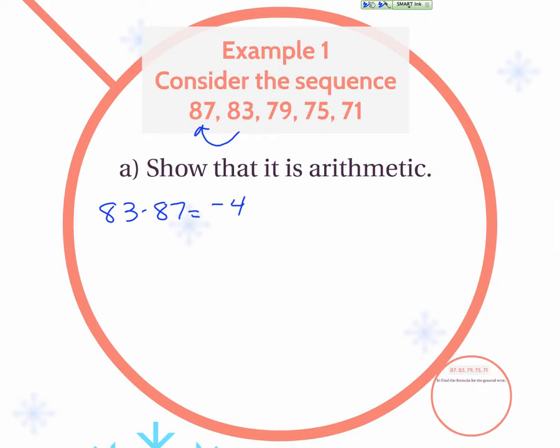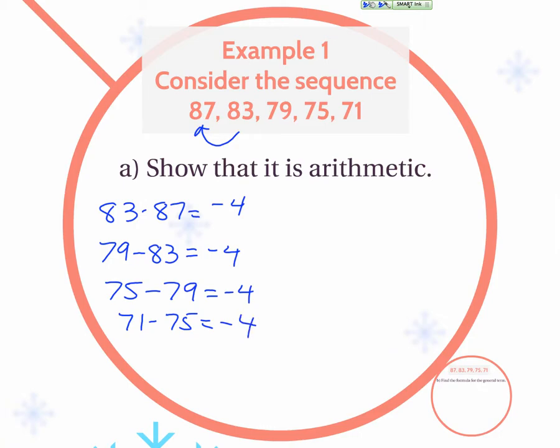I'm going to repeat that process to show that I keep getting the same common difference as we move forward. So I can keep going and do 79 minus 83. Sure enough, I get -4. What happens when I do 75 minus 79? Beautiful, -4. And if I finish out that last one, 71 minus 75 equals -4. I understand that you can figure that out in your head, but because this is a show that problem, we do have to show our work, kind of prove it. Yes, we've got an arithmetic sequence. So the common difference is -4.